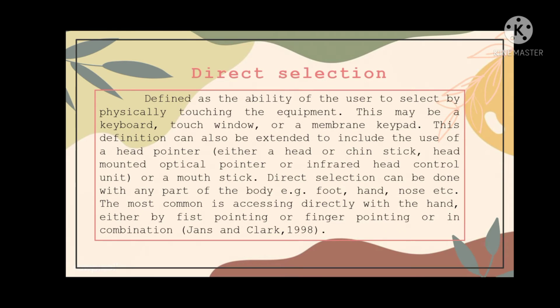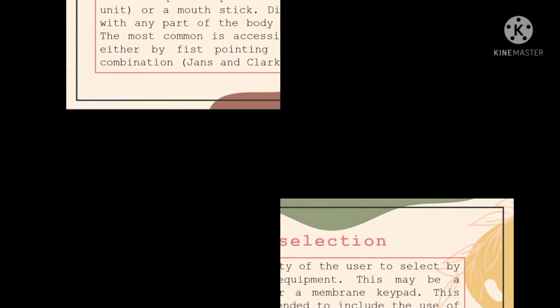Now, we have direct selection. It is defined as the ability of the user to select by physically touching the equipment. This may be a keyboard, touch window, or a membrane keypad. This definition can also be extended to include the use of a head pointer, either a head or chin stick, head-mounted optical pointer or infrared head control unit, or a mouse stick. Direct selection can be done with any part of the body, such as foot, hand, nose, etc. The most common is accessing directly with the hand, either by fist pointing or finger pointing, or in combination. Jans and Clark, 1998.